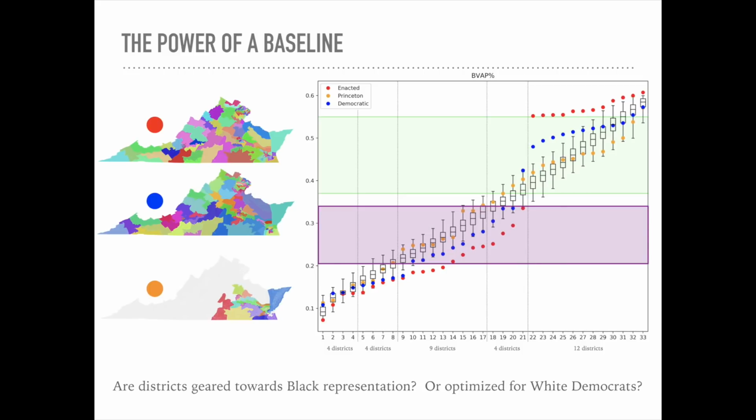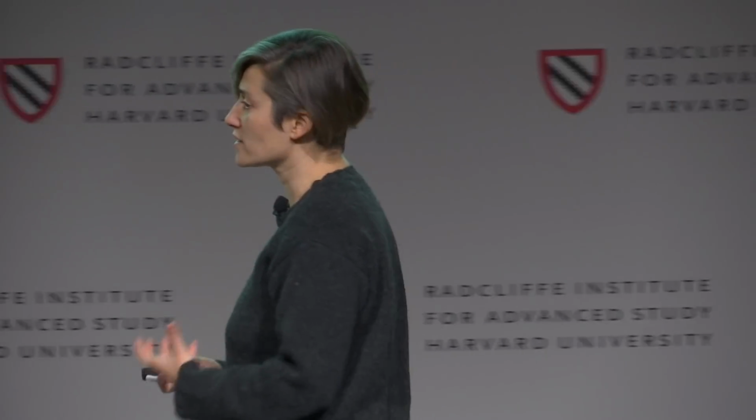Here's the zone where you're more likely to elect white Democrats. And that's where a lot of blue dots fall. Okay, so an analysis like this can show you whether districts are geared towards Black representation or perhaps maybe optimized to elect more white Democrats.